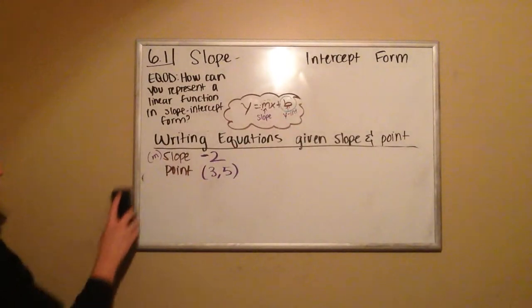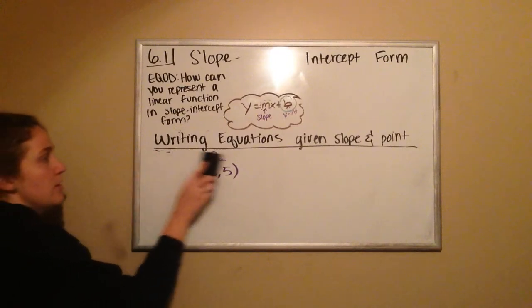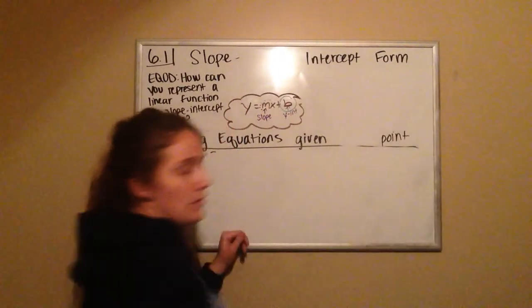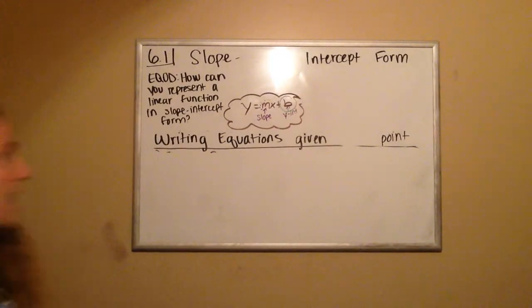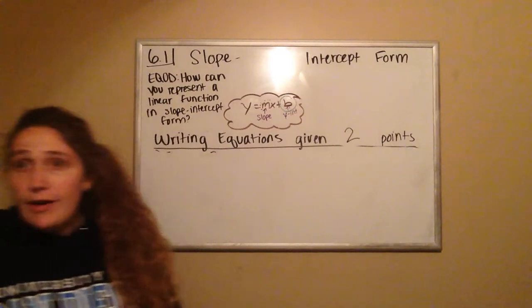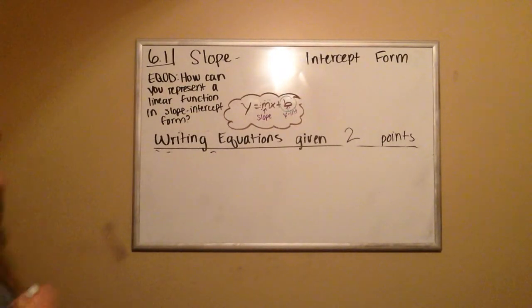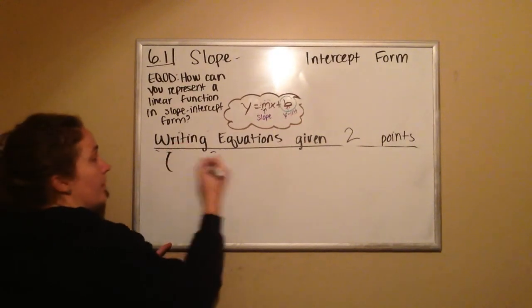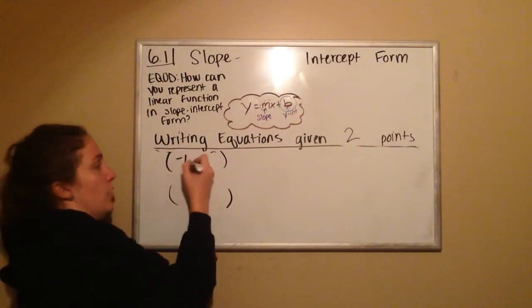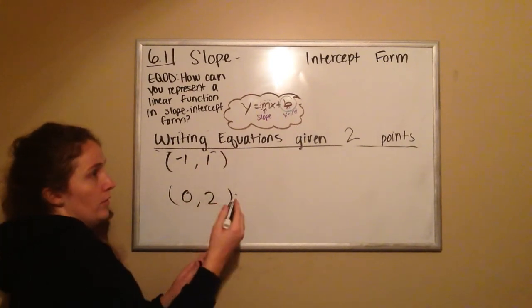Alright, let's get a little more complicated then. I'm going to erase this. If you still need it, just pause the video. Okay. Now we're going to see how would we write an equation given 2 points. Right, 2 points that lie on the graph. So the point 1 may be (-1, 1), and (0, 2).